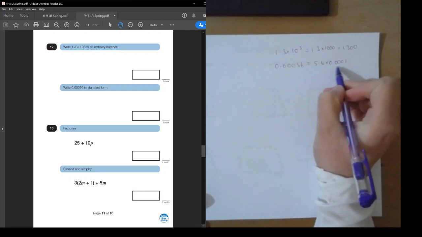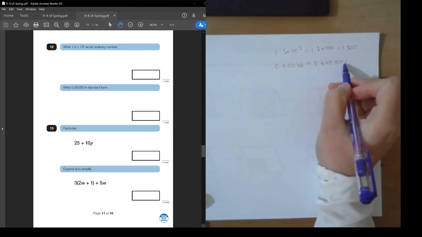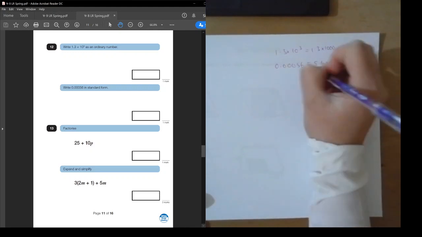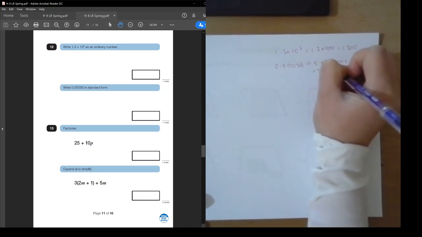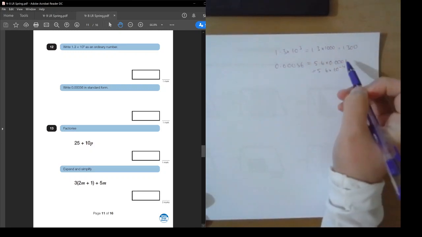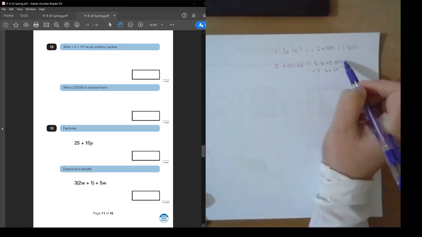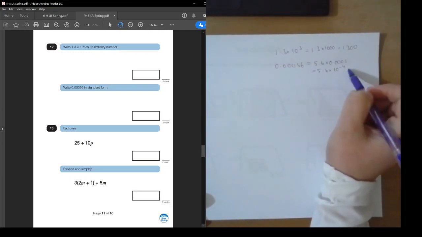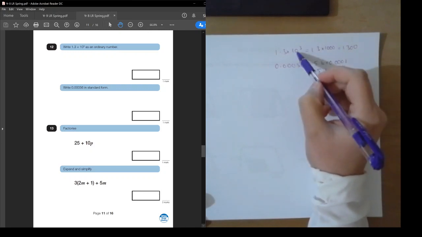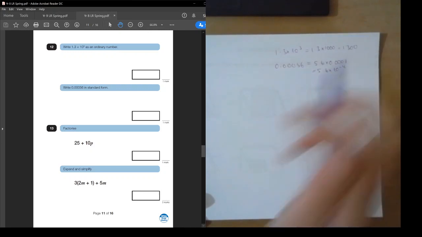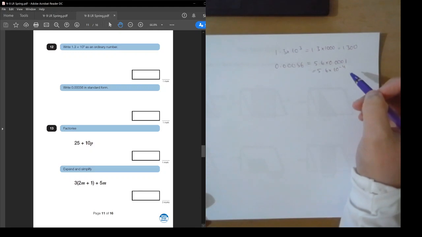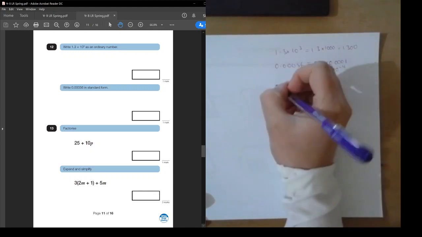Okay, so I've got 5.6 times 0.0001, which then becomes 5.6 times 10 to the power of -4. Obviously, if it's bigger than 0 and less than 1, then it's the negative power, and if it's more than 1, then it's the positive power. Okay, next question.